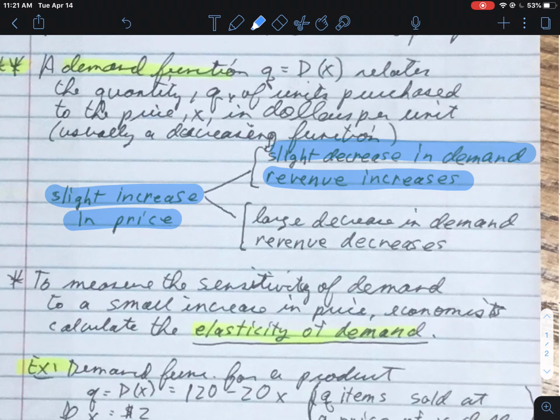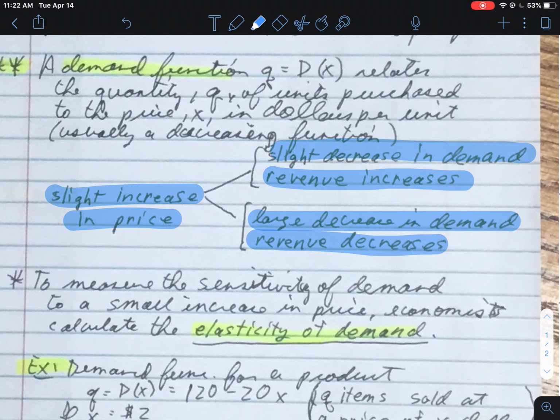But here's the other side of that. What if by raising that price by a little bit, we get a large decrease in demand? Maybe we've reached that point of what people are actually willing to pay for our product. And so if we raise the price a little bit more, the demand drops drastically, so much so that now even revenue decreases.